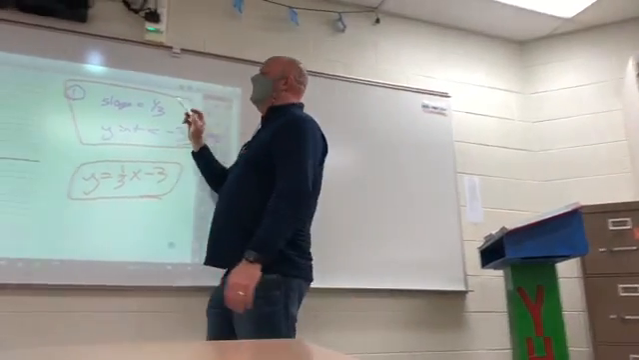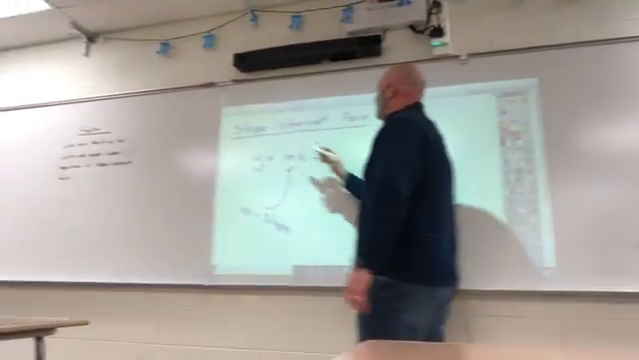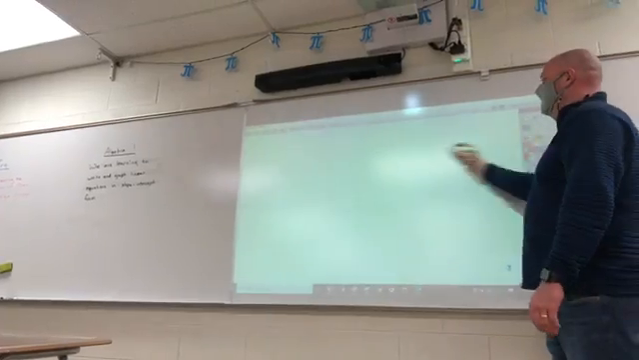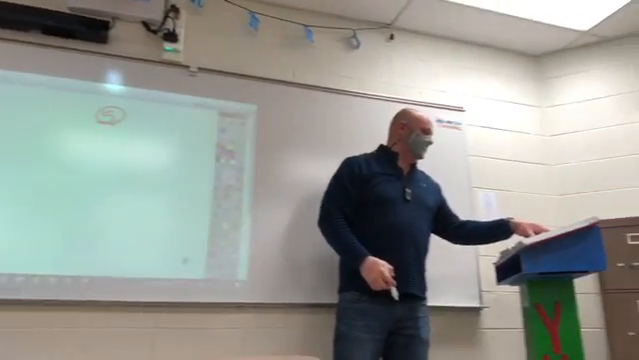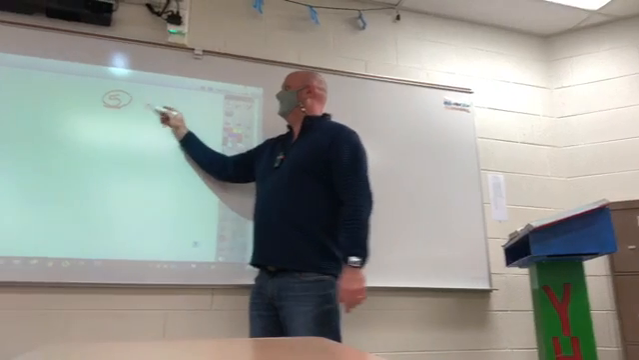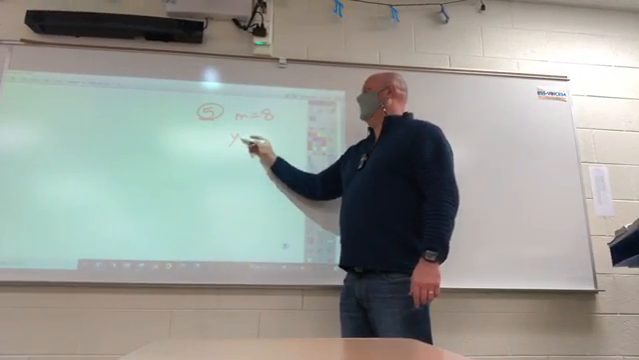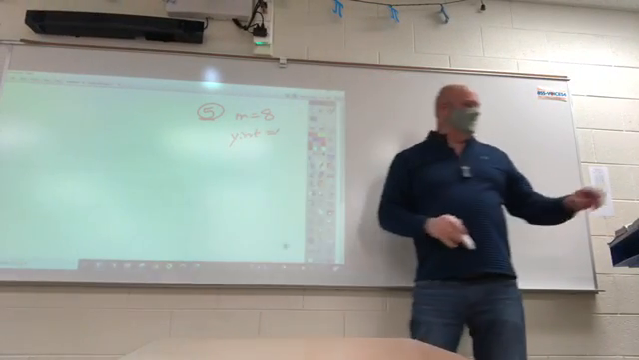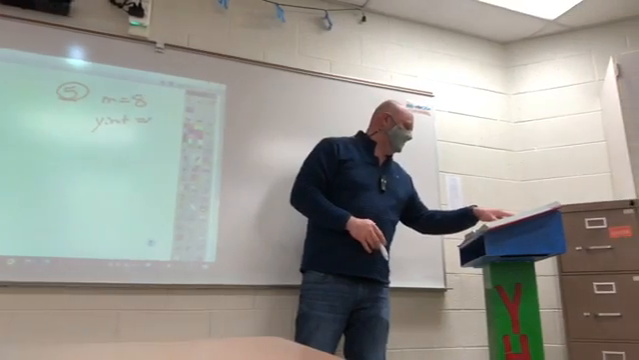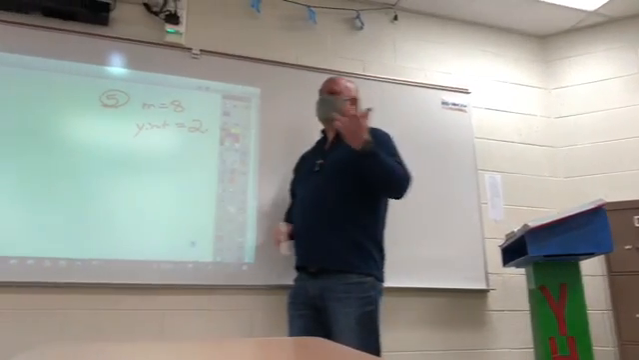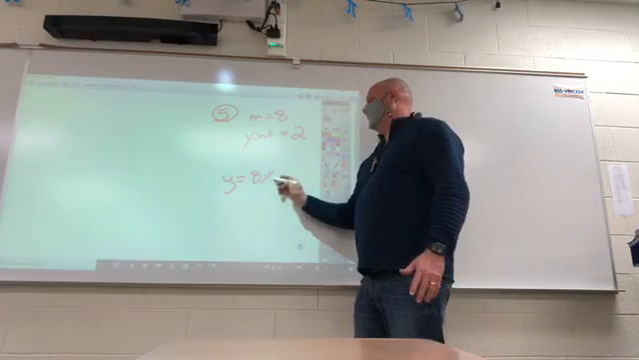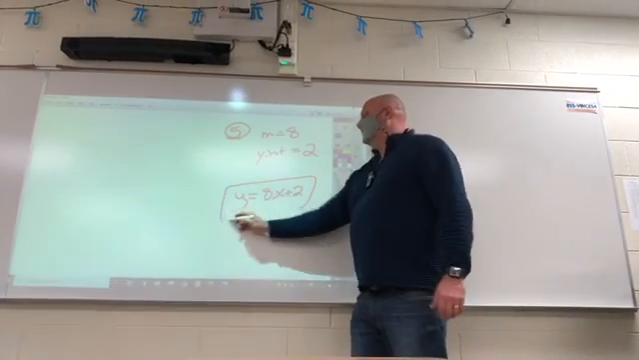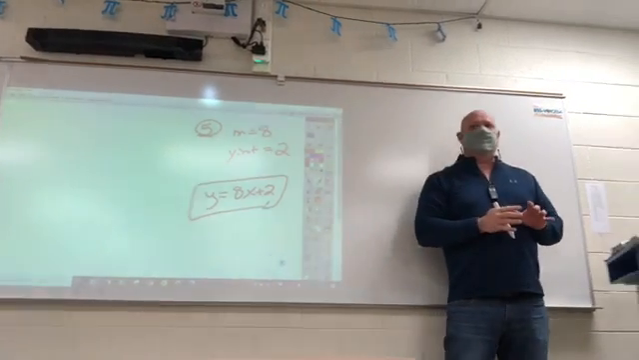What's the only thing you have to do for number 5? Write the equation. They give us the slope, which is 8, and they give us the y-intercept, which is 2. What's the answer? y equals 8x plus 2. It really is that simple.